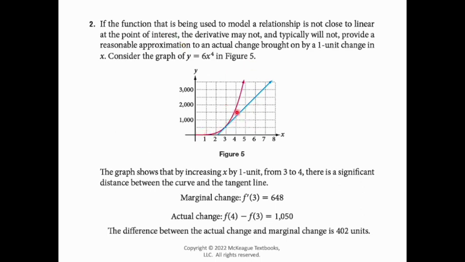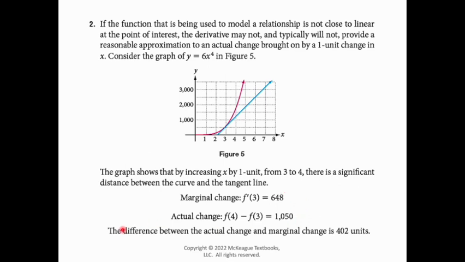So now let's look at what happens when the tangent line doesn't lie close to the curve. Here we have this function in red, and when we look at the tangent line at x equals 3, it isn't super close to the function like it was with the square root of x in the previous picture. Notice that the function jumps up pretty fast and the tangent line goes off this way. If I make an estimate of the change at x equals 3, I'm going to get 648. If I look at the actual change by plugging in the value of 4 on the function and the value of 3, the actual change is 1050. That is a pretty big distance.